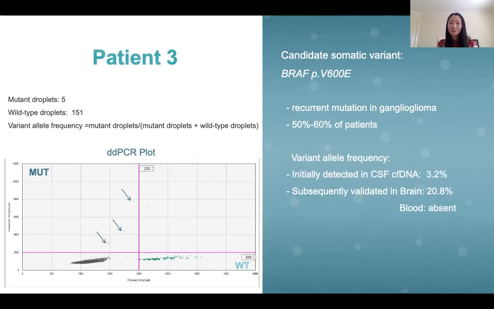In the last patient with ganglioglioma, before we tested this patient, we did not know what variant he had. We simply tested the BRAF V600E variant because it is the most recurrent mutation in patients with ganglioglioma. This variant was initially detected in CSF cell-free DNA at 3.2% and subsequently validated in brain at 20.8% and absent in blood.